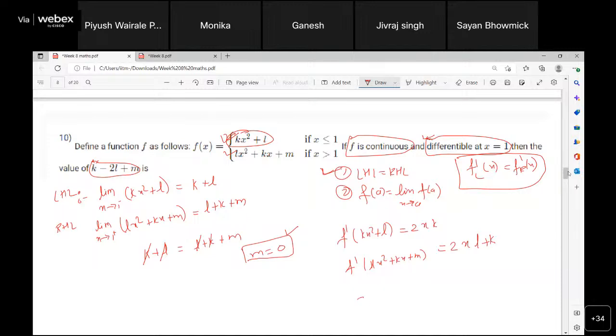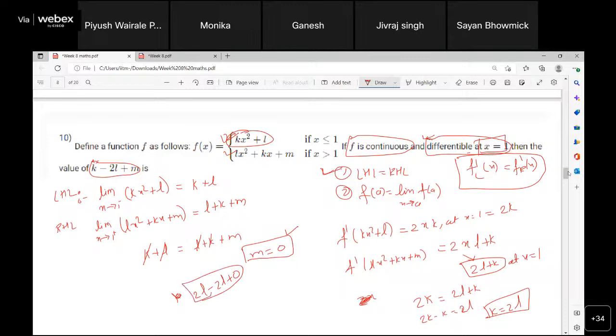Now both should be equal, since we are saying it is differentiable at x equals 1. At x equals 1, the first is 2k only, and here it is 2l plus k, right? Now equate it: 2k equals 2l plus k. So k goes on this side: 2k minus k equals 2l, so k equals 2l. Now k equals 2l and m equals 0. Just put it here: instead of k, I put 2l, so 2l minus 2l plus 0, that is 0 basically, right? The answer of this particular value is 0.